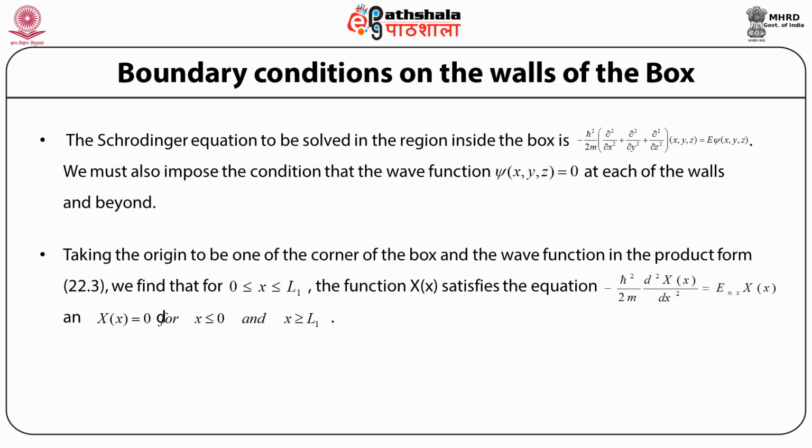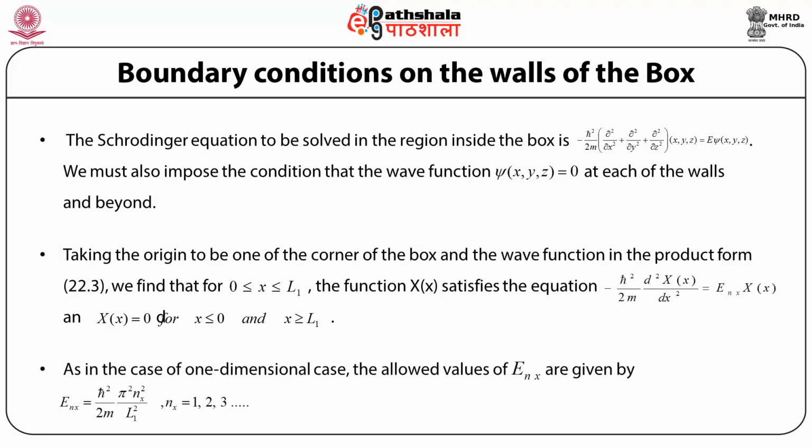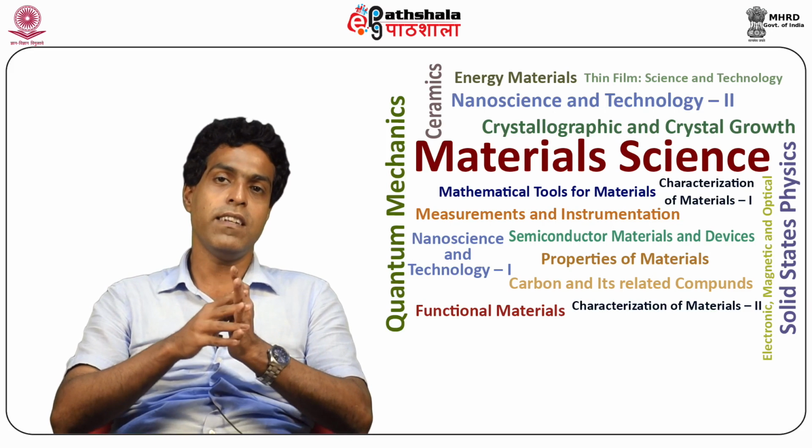Taking the origin to be one of the corners of the box and the wave function in the product form 22.3, we find that for x within 0 and L1, the function X(x) satisfies the equation −ħ²/2m d²X/dx² = E_x X(x), and X(x) equals 0 for x less than or equal to 0 and for x greater than or equal to L1. As in the one-dimensional case, the allowed values of E_x are given by E_x = ħ²/2m π² nx²/L1², where nx equals 1, 2, 3. Energy spectrum of a particle inside the box.